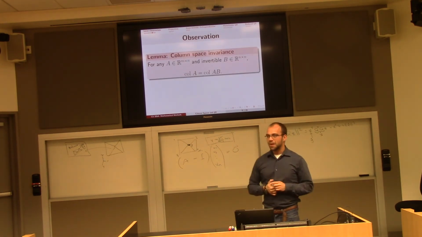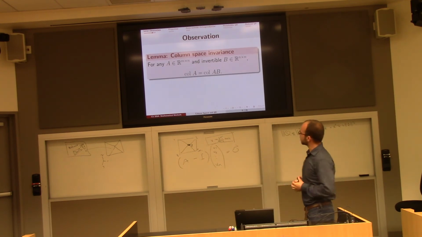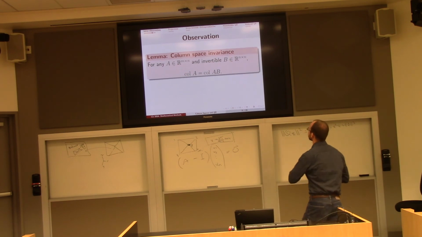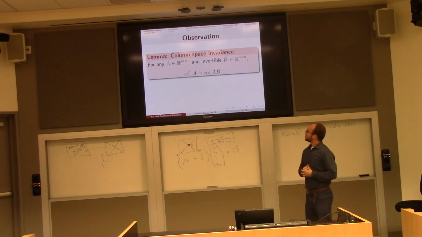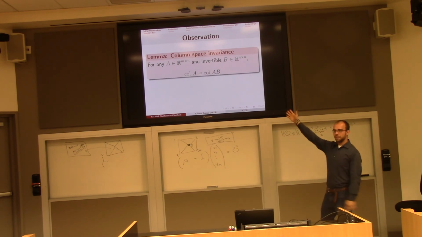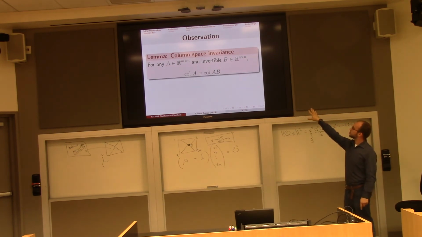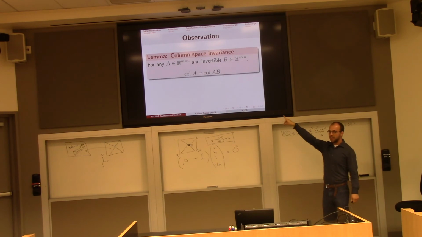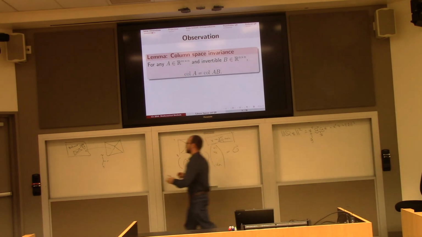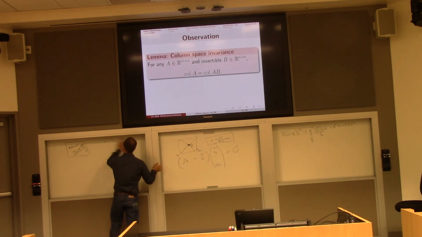And to get there, we're going to make one observation about life. This is where I think my discussion differs a little bit from the Heath textbook, but such is life. So, here's the observation we're going to make. For any A in R^(n by n), so just a generic matrix A, and any invertible matrix B, the column space of A is equal to the column space of AB. Let's prove this fact really quick.